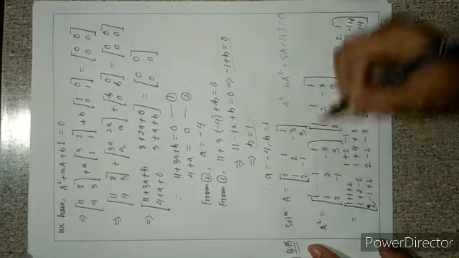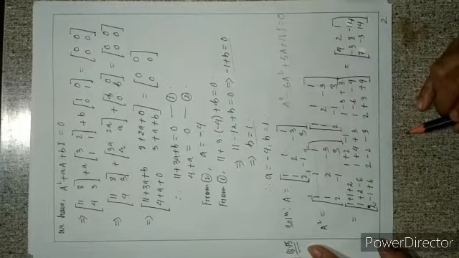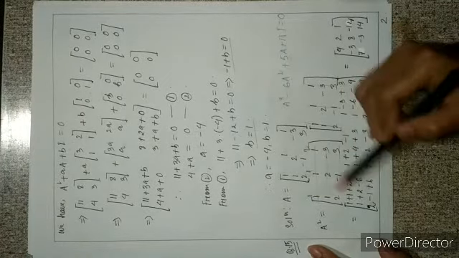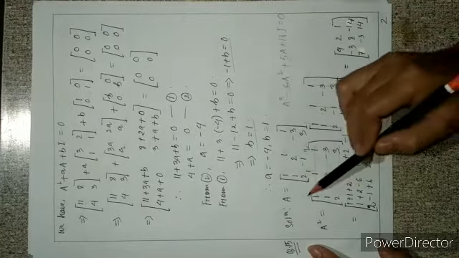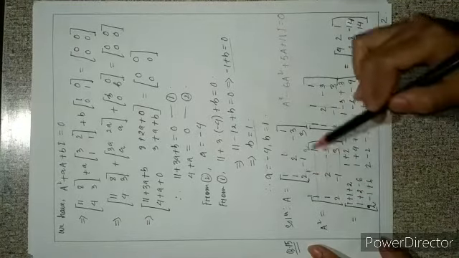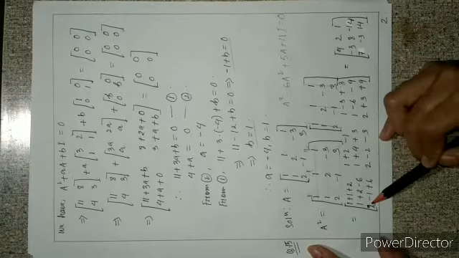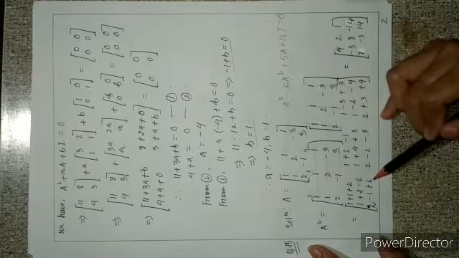First write 1, 1, and 2. Find the sum of product of corresponding elements. 1 into 1 is 1, 1 into 1 is 1, 2 into 1 is equal to plus 2. 1 into 1 is 1, 1 into 2 is plus 2, 2 into minus 3 is equal to minus 6. 1 into 2 is plus 2, 1 into minus 1 is minus 1, 2 into 3 is equal to 6.